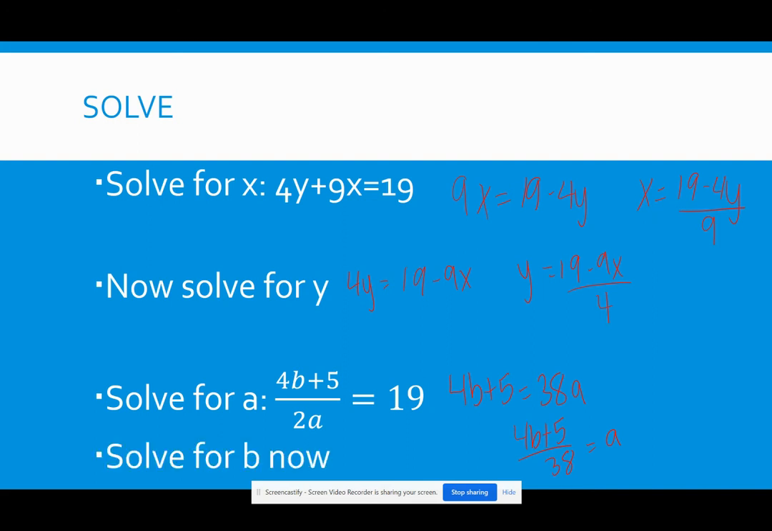Now it says solve for b. So I said in class, instead of going all the way back and multiplying both sides by a, I could just look at this equation. And I see I have to subtract 5 over, so I have 4b equals 38a minus 5, and then divide by 4. We get b equals 38a minus 5 divided by 4. And that would be my answer for our b.